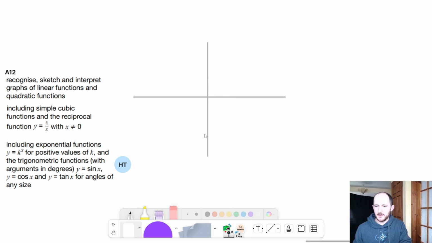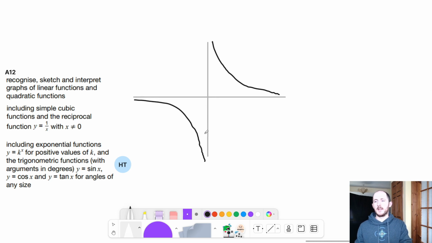For the other type, we have the reciprocal function. Now the reciprocal function looks like this. And the key thing to note here is that it never touches either axis. It just gets really close to them. So it's either going to look like that, or it's going to have the same shape on both sides. But this is what the generic reciprocal function looks like. If you ever have these exponential-looking decay shapes, then you should know that it's going to be a reciprocal function.